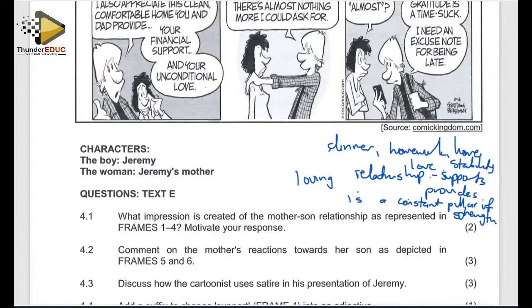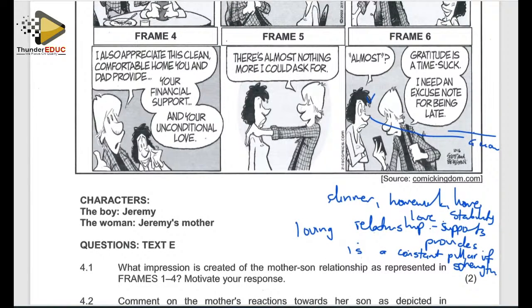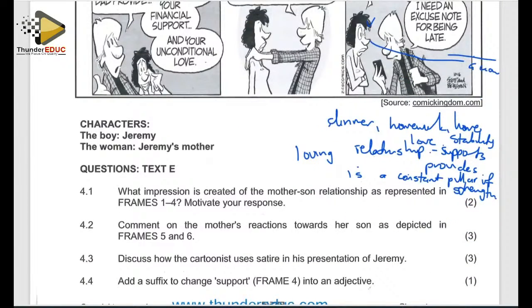So as such, when we come to the mother's reaction, we have to describe the body language. We must describe the folding of the hands, the wide open eyes. And then we have to give the accountability. We must account for why she looks this way. So when we account, we must be able to give the surprise, the shock of Jeremy not giving the gratitude in full and leaving out something, yet she does everything for him. So that's the reaction in frames 5 and 6.